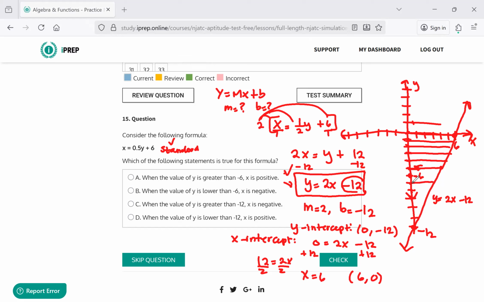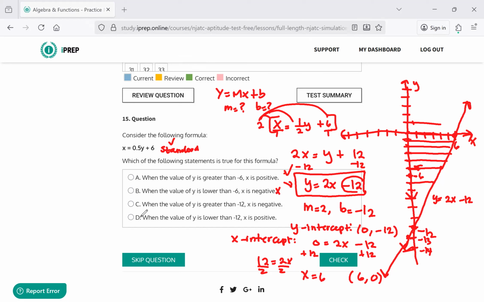It's positive. But if you keep on going, because they want lower than -6, that includes -12 and beyond. So if you continue this graph, and if you do -13 and beyond, at -13 the x value now becomes negative, somewhere in the negative values, and then at -14 it also becomes negative. So that's why it can't be this one.